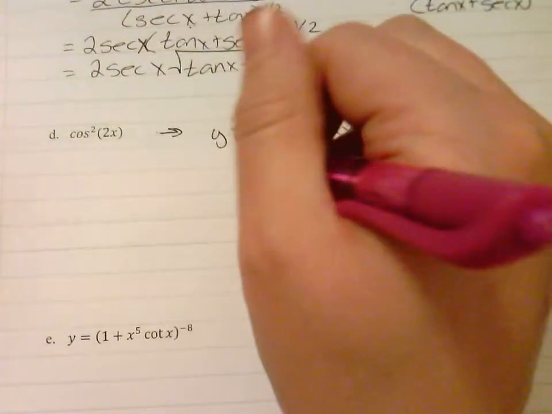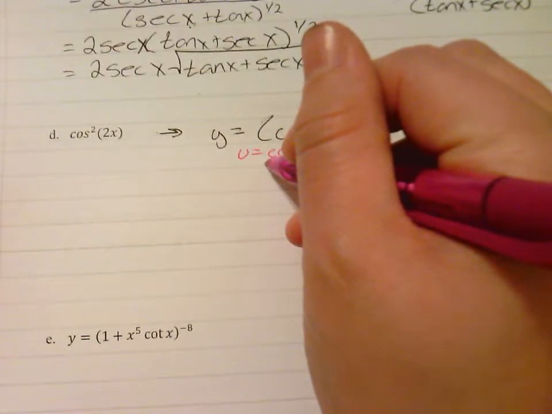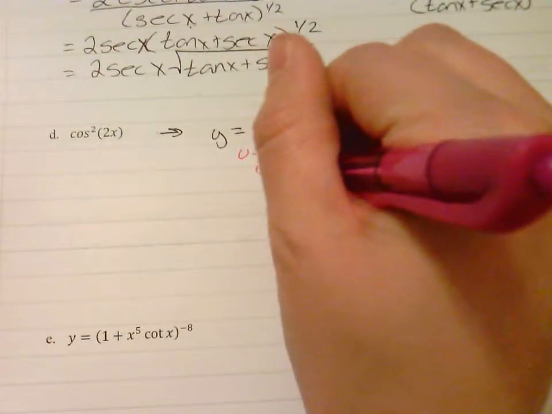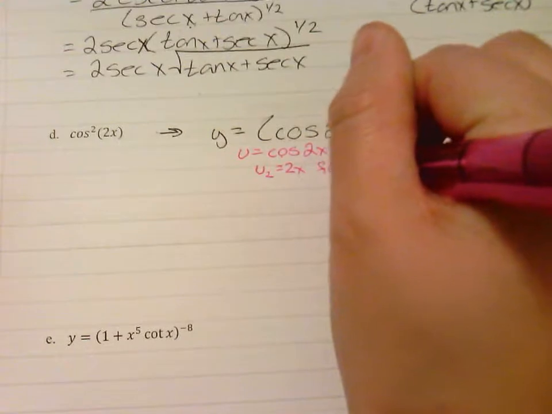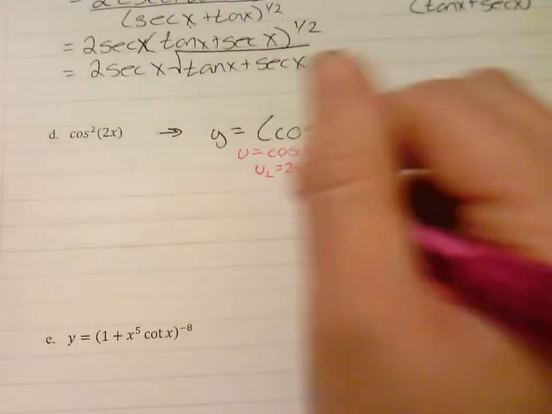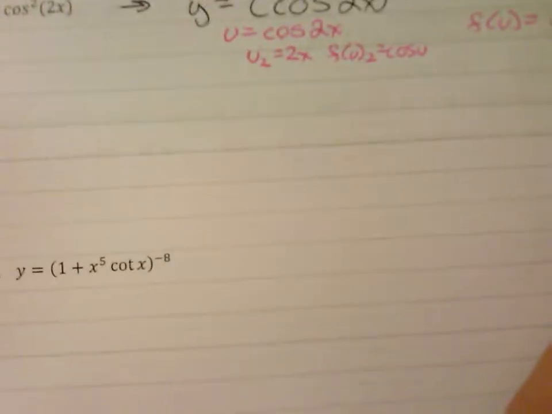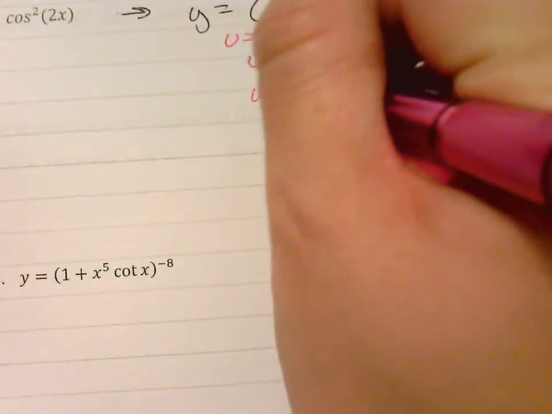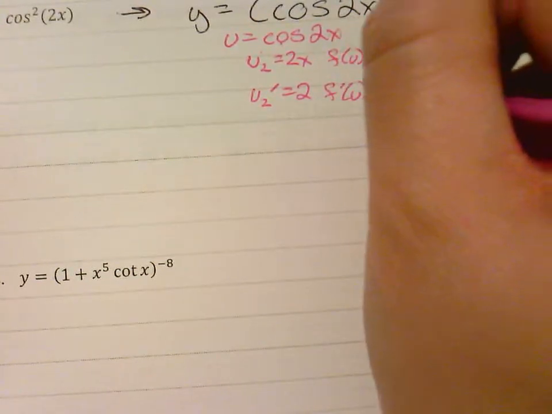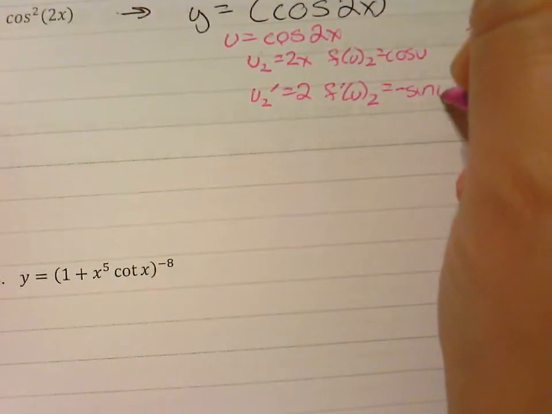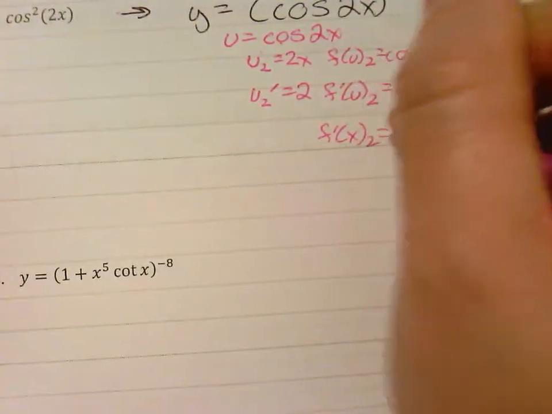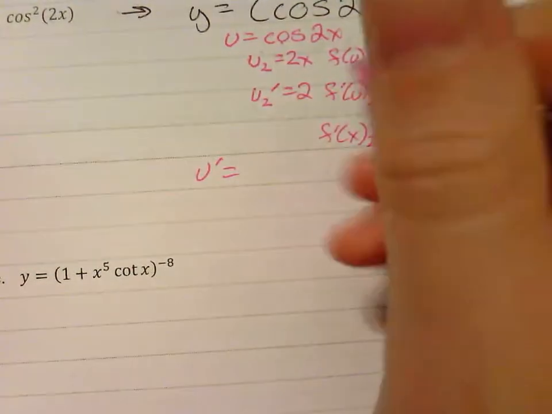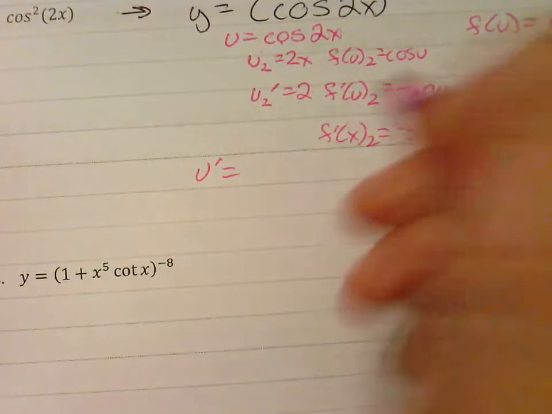But I'm just going to do it again. So I'm doing chain rule again, so I'm just indenting. So if you want to, you can do a u2 equals 2x. F of u2 is cosine of u. So u2 prime is 2. F prime of u2 is negative sine of u. So f prime of x2 is negative sine of 2x. So u prime is going to be 2 times negative sine of 2x, which is going to be negative 2 sine of 2x.